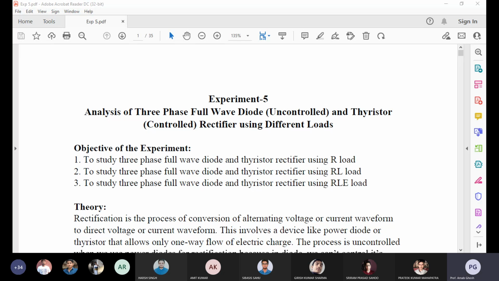Yes, sir. Okay, so we have almost completed 4 simulations. The next simulation is analysis of 3-phase full wave diode, meaning uncontrolled and controlled rectifier, by using different loads. Initially we did it for single phase. Now we do all those simulations in 3 phase.